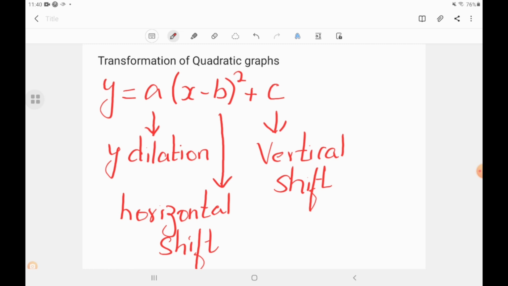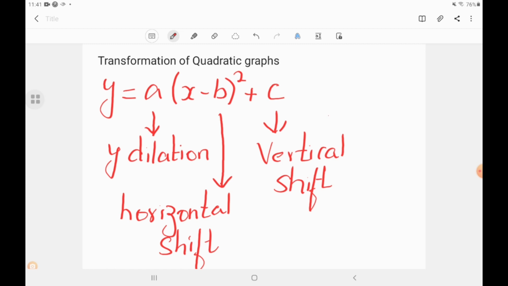When it is x minus b, when we equate that to 0, it becomes x is equal to b, which represents a horizontal shift b units to the right. If it was x plus b, then it is b units to the left. And this plus c represents the vertical translation. So if it is plus c, it is shifted vertically up. If it is minus, it is shifted vertically down. And when there is a negative sign in front of the function, then it is reflection parallel to the x-axis.